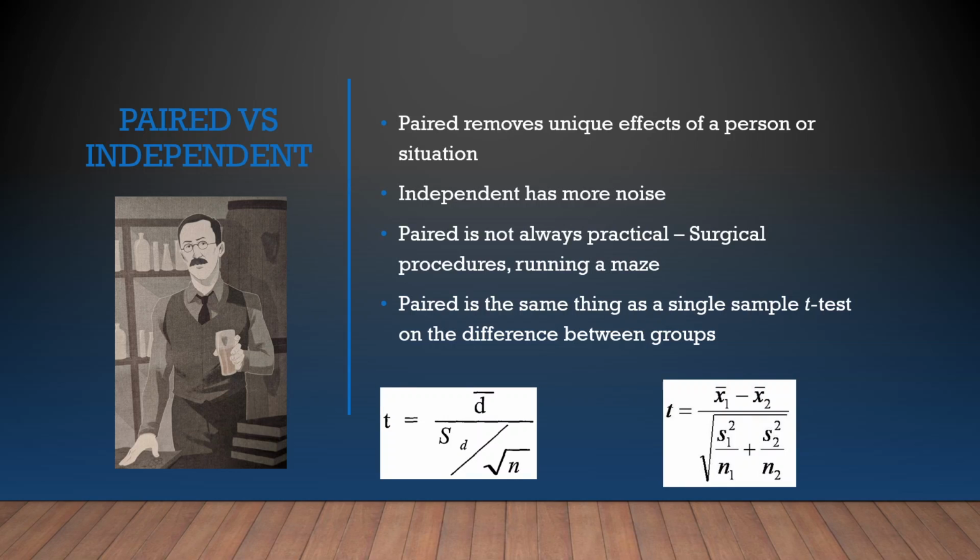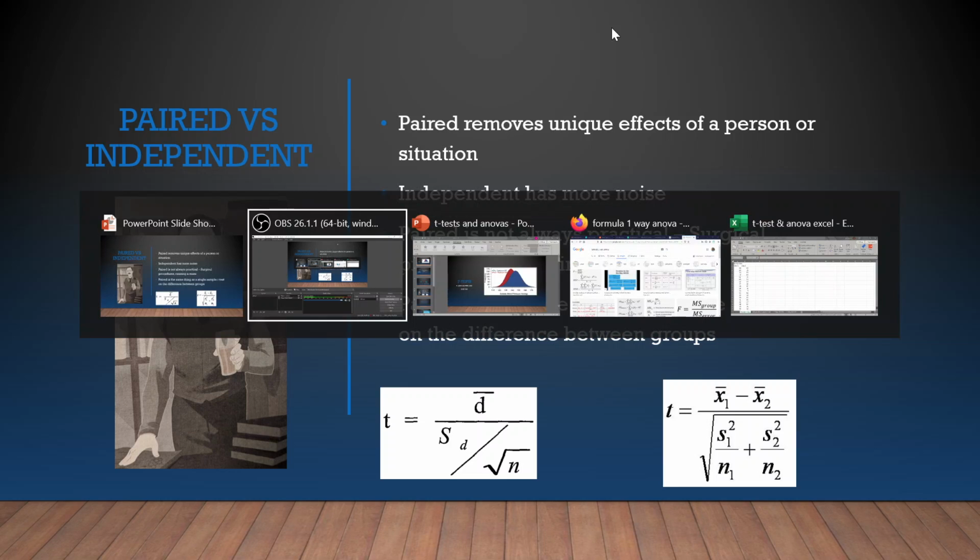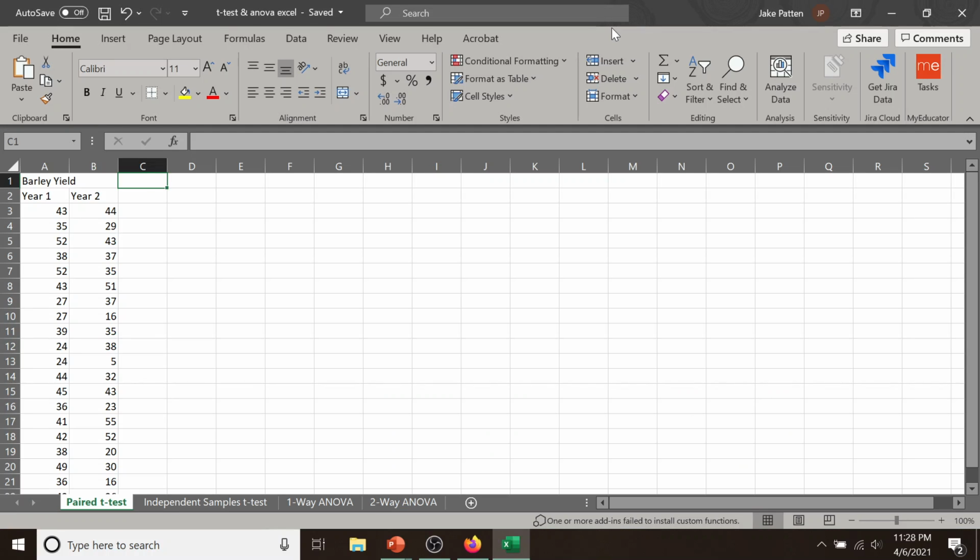Okay, here are the different formulas that we're going to need if you're not using the Data Analysis ToolPak. Let's do the Data Analysis ToolPak first, and then we'll come back and build our calculator. So I'm going to go to this Excel sheet here. This is linked in the video. It's also on Canvas if you're one of my students.